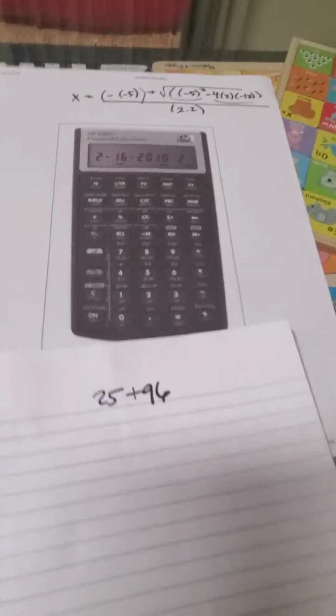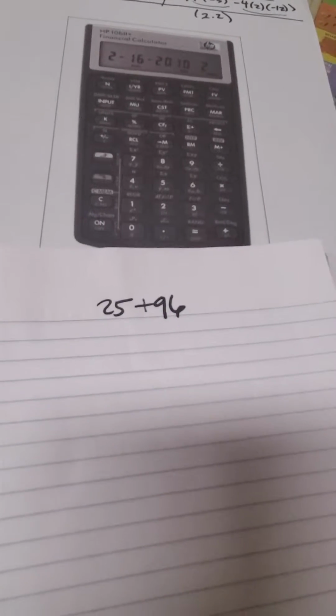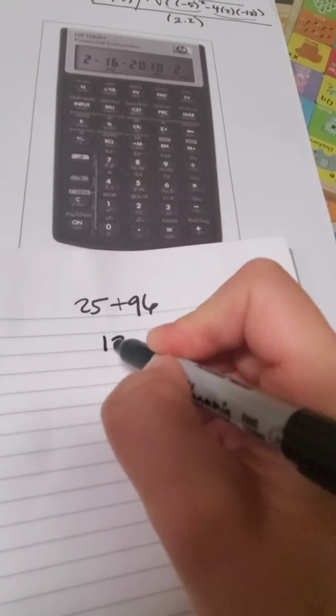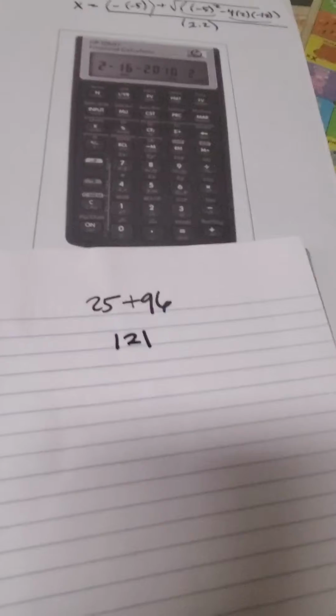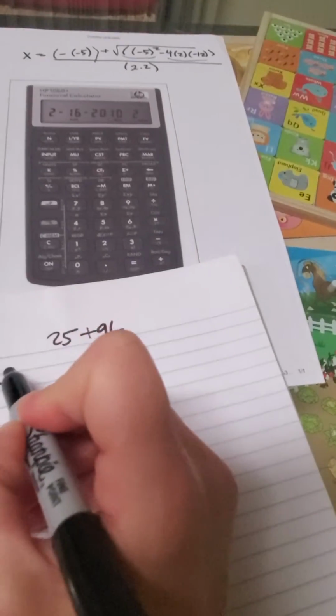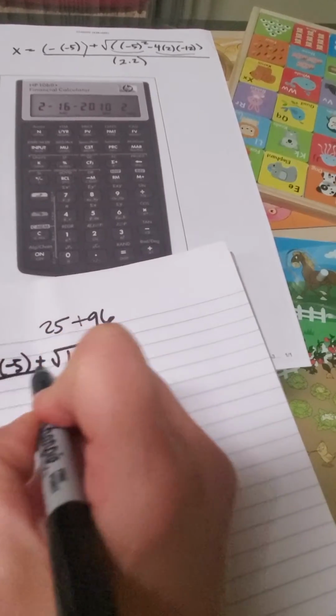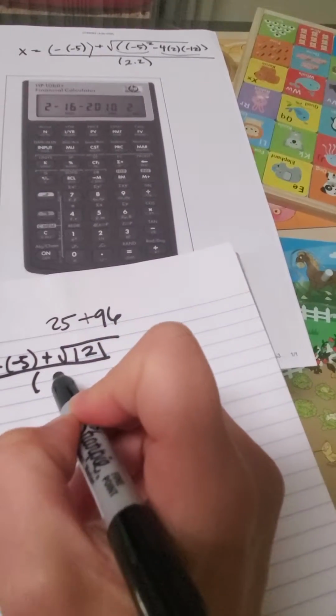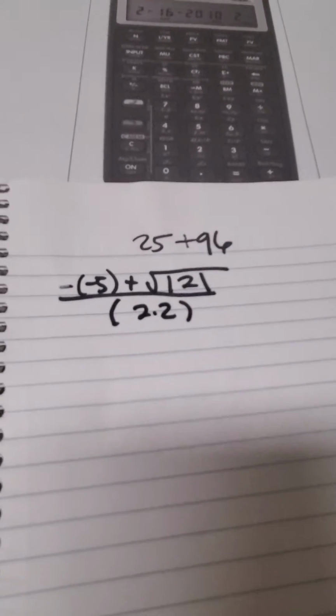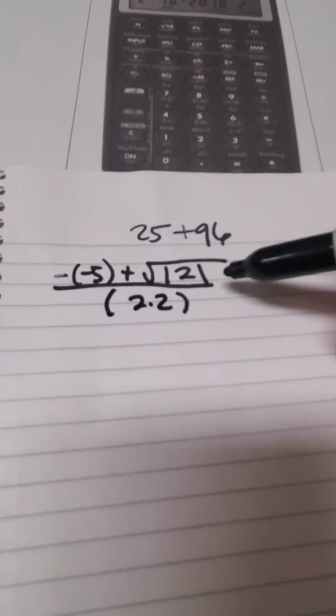Okay, and then taking that to a calculator to see what that value is, I think that's 121. So at this point we have negative 5 plus the square root of 121, and then 2 times 2 calculator-wise. At that point, I would take the square root of 121.